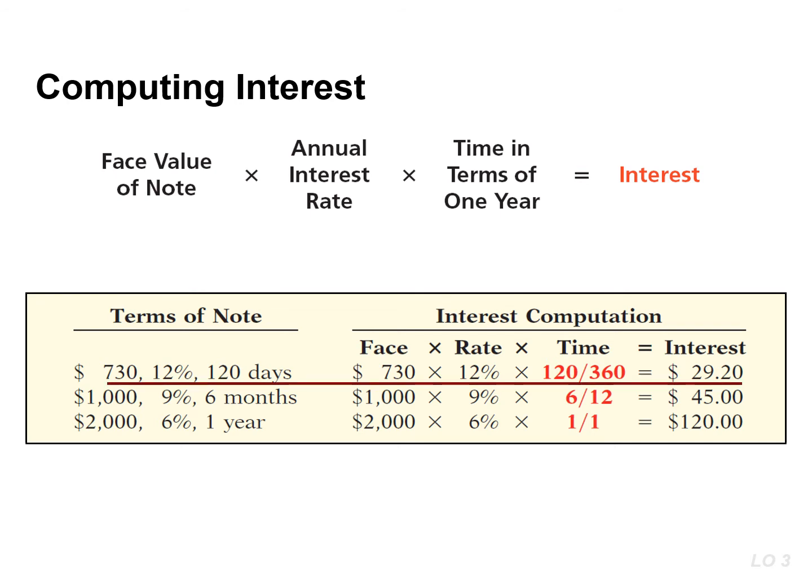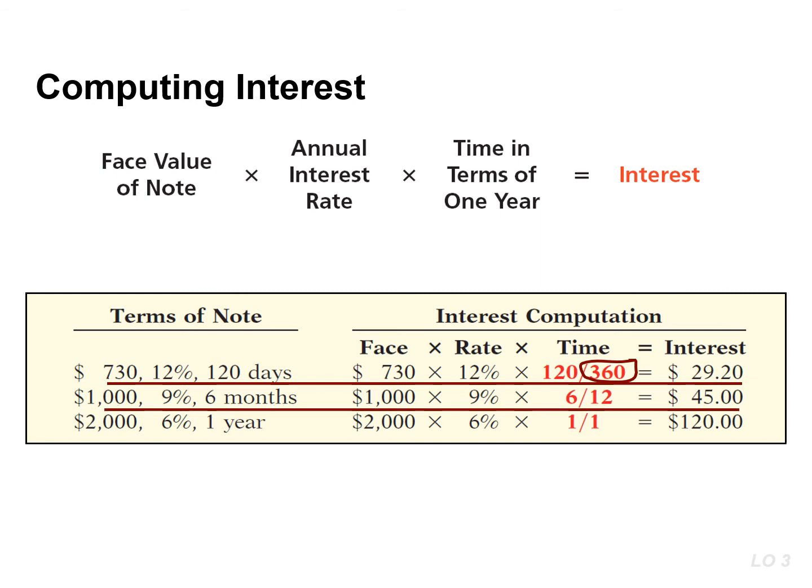When the maturity date is stated in days, the time factor is frequently the number of days divided by 360. The time factor is the number of days out of a 360-day year. In this example, 120 divided by 360. Financial institutions use 365 days to compute interest. For homework problems, assume 360 days to simplify calculations.